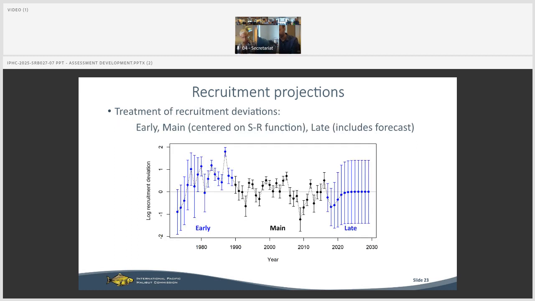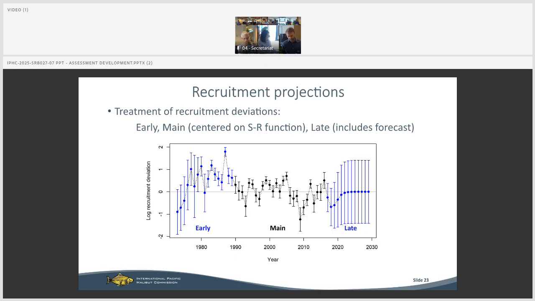The technical details in the assessment framework that I'm using are that we have 3 periods of recruitment deviations. We have an early period. In this case, this is the initial age structure model estimated as recruit devs and then played forward into the numbers at age. You have a main period, and the main period is required to be zero-centered, so that if you have a stock recruit function, your productivity is actually consistent with the stock recruit function you're using, as opposed to having no meaning in the assessment.